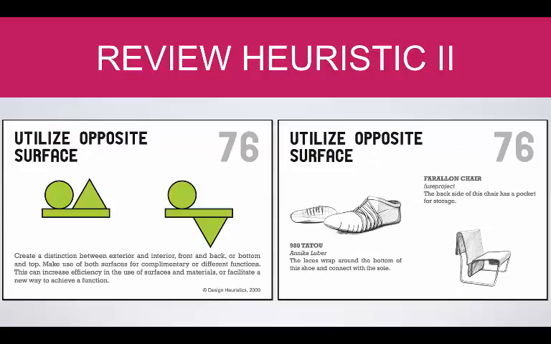Here is the second example card. Utilize opposite surface. Create a distinction between exterior and interior, front and back, or bottom and top. Make use of both surfaces for complementary or different functions. This can increase efficiency in the use of surfaces and materials, or facilitate a new way to achieve a function.